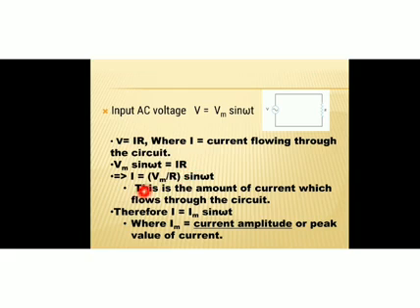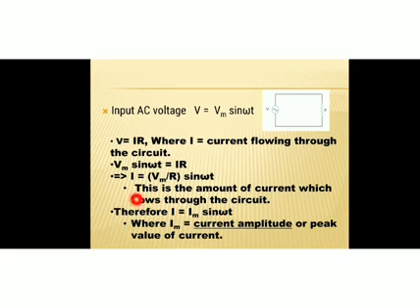From this, what is I? Bring R to the left-hand side, so you will get I equal to Vm sin omega t by R. That is written here: Vm by R into sin omega t. This is the amount of current which flows through the circuit. And instead of Vm by R, we can give an expression, that is Im. So Vm by R is equal to Im. Im means the peak value of current or the current amplitude.